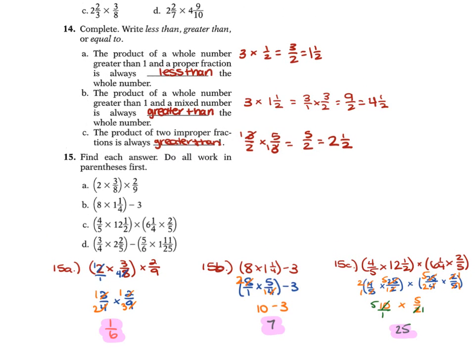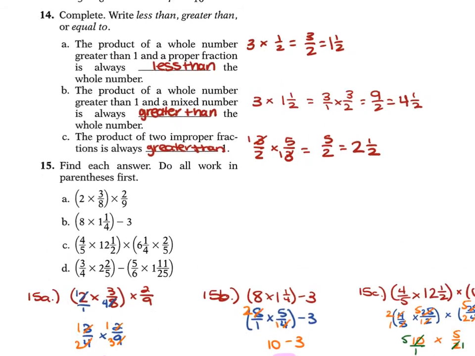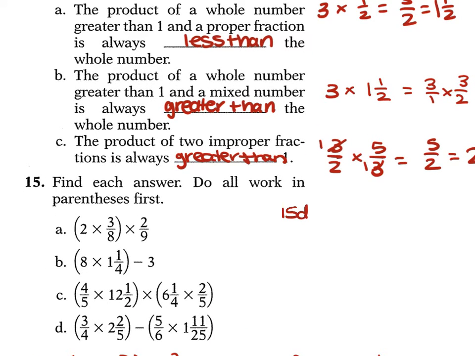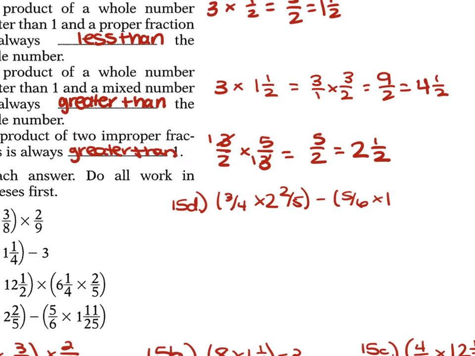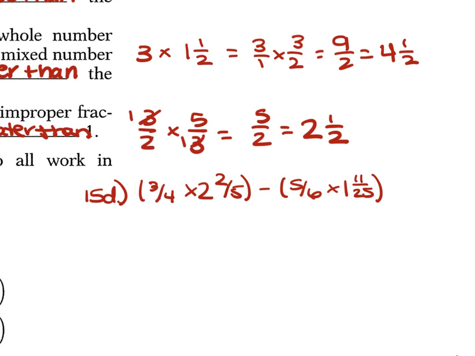I'm going to actually do 15D up here. So we have 3 fourths times 2 and 2 fifths minus 5 sixths times 1 and 11 over 25. All right, so the 3 fourths times 2 and 2 fifths, the 3 fourths can stay 3 fourths. The 2 and 2 fifths, however, is going to become 2 times 5, which is 10, plus 2 is 12 over 5. For the 5 sixths minus 1 and 11 25ths, the 5 sixths will stay.